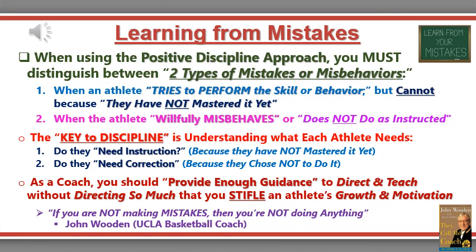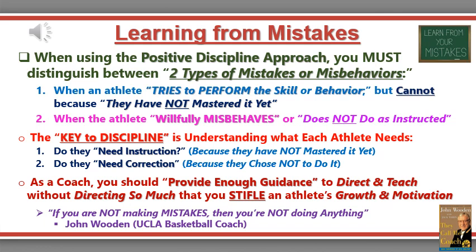That's the last step. Hopefully instruction led to training. Training has opportunity to learn skills, but somewhere along the way, there's going to be mistakes. The biggest thing is we learn from our mistakes. So when using the positive discipline approach, you must distinguish between the two types of mistakes or misbehaviors that people make, right? So let's think about this. There's two types of mistakes?